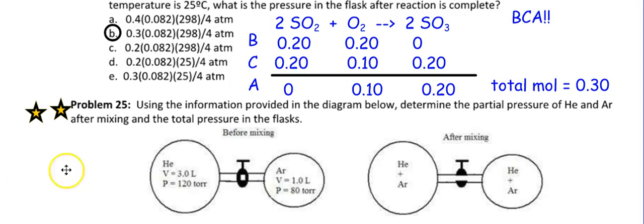So what's going on? This has a closed stop valve there. And in this left side, I just have helium. Notice it's a bigger container, has 3 liters, and the pressure is 120. This is a smaller container, has only 1 liter and 80 torr of argon.